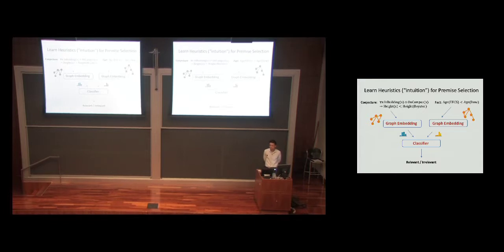I see. So this is still on the individual statement level. It doesn't really consider the relationships between statements. That can also be expressed as a graph, and I think there are interesting questions to ask there. But yeah, we haven't addressed that.